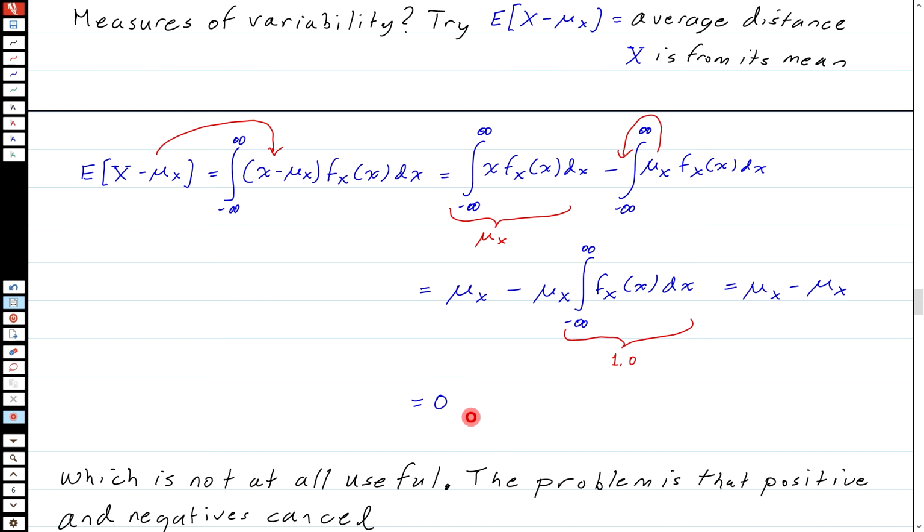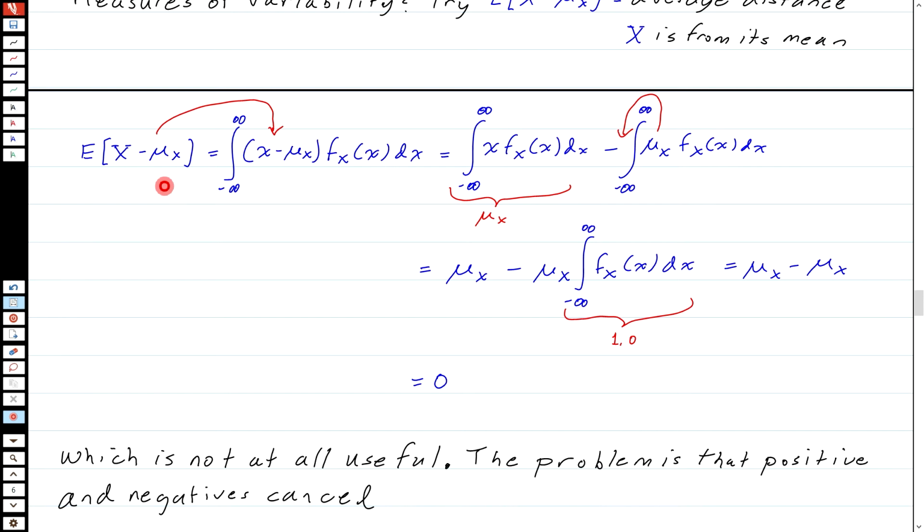And what's the problem? The problem is that the negative values of x minus mu of x and the positive values of x minus mu of x are canceling each other out. And they will always cancel each other out completely, so that this thing is always going to be equal to 0.